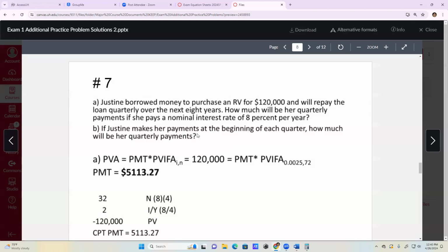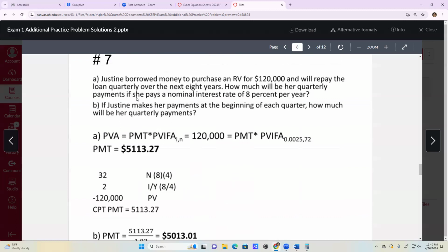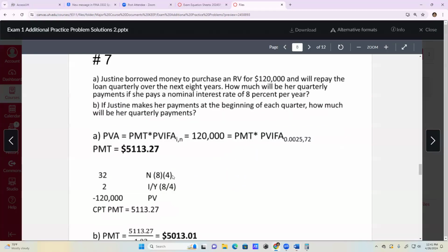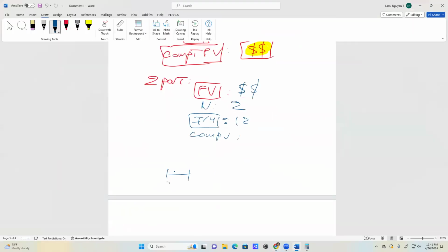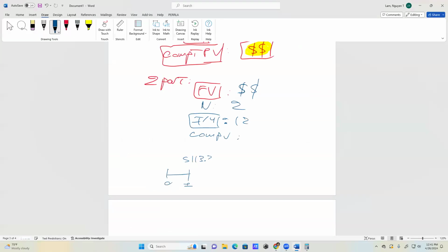Let's see if her payment is at the beginning of each quarter, how much will her quarterly payments be? If you want to answer this problem, I don't think it's going to be on the test, but if it asks, just know that the payment you made is from year 1, right? Let's say the payment is 5113.27. This should be easy: discounting back to year 0, right?